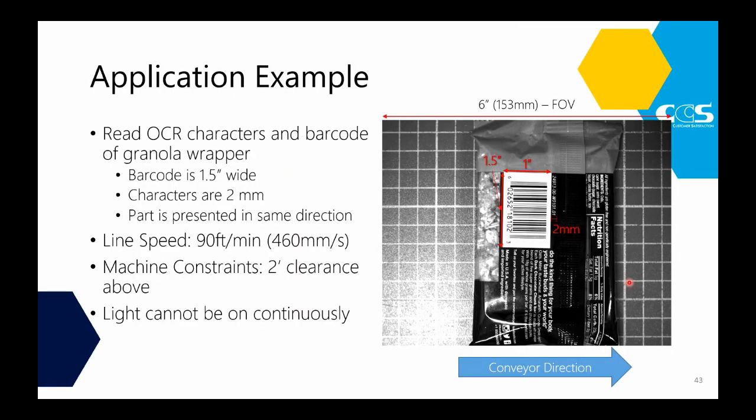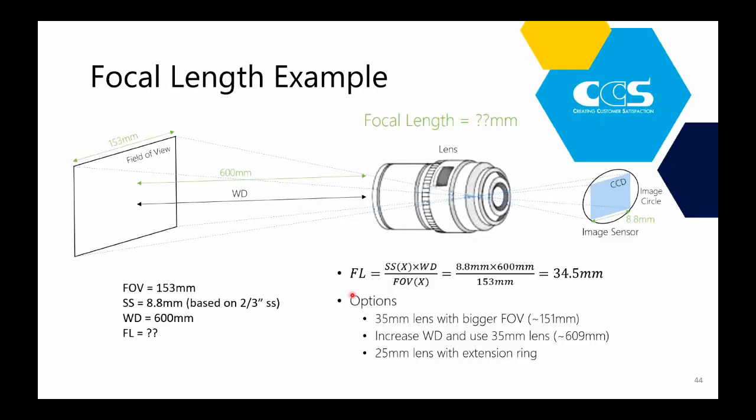So back to our example that we talked about before, where we calculated our required resolution and our exposure time. If we were going to calculate a lens for this, the machine constraint is 2 foot clearance above. So the field of view is 153. We know the working distance is 600 millimeters. It's, for example, the same sensor size as before, 8.8. The focal length is going to be around 35 millimeters as well. Again, we can adjust either the field of view or the working distance to make it perfect, but it gets us a good idea of what focal length to use.